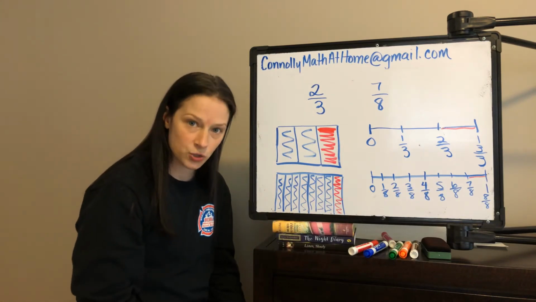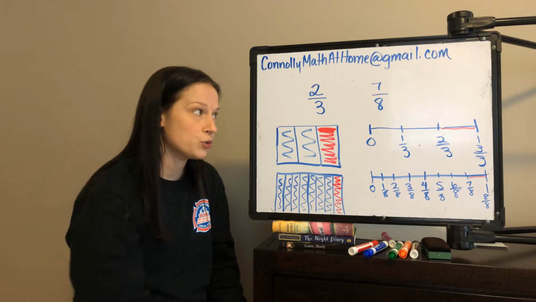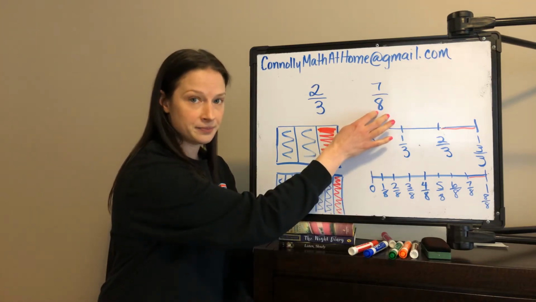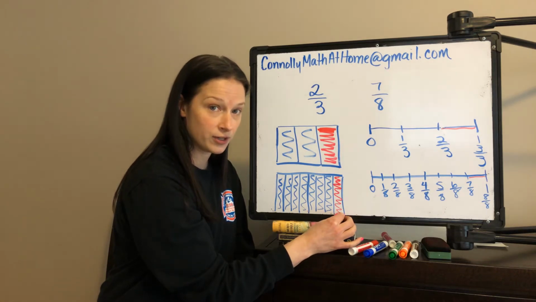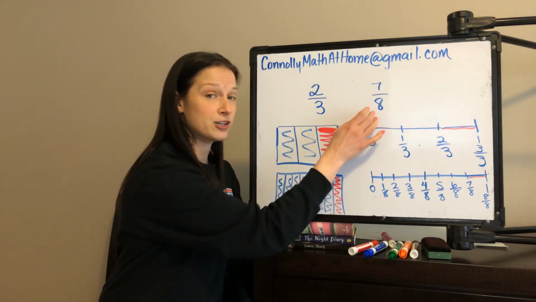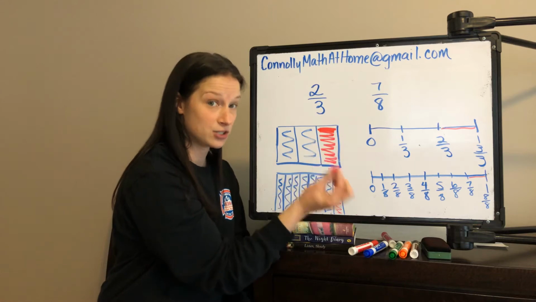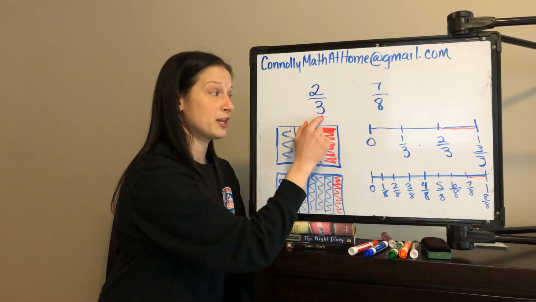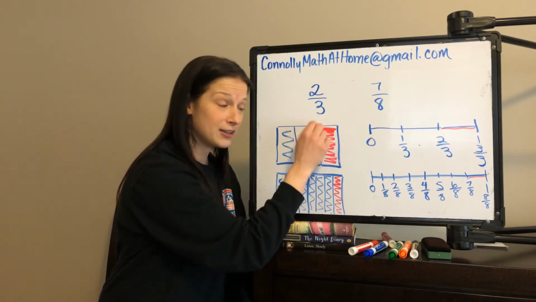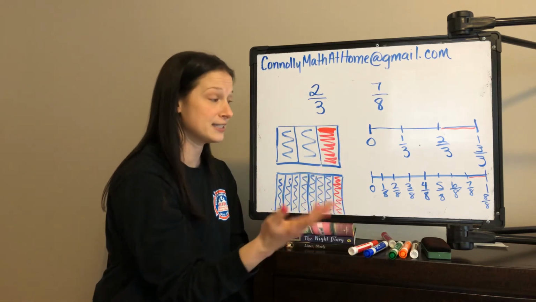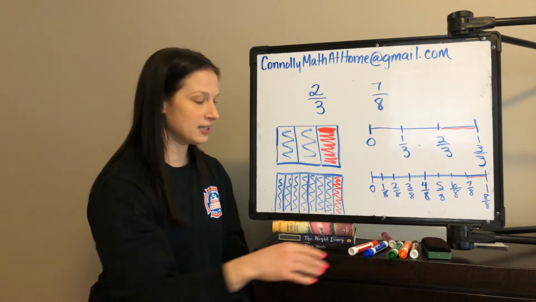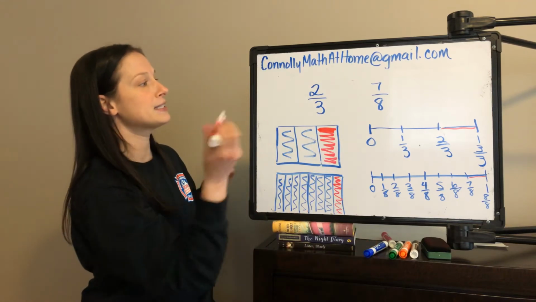Will this always be true? Will it always be true that when our denominator is greater, that we're going to have a smaller piece left over? Is it always true that when our denominator is greater, the pieces are smaller? Is it always true that when our denominator is smaller, the pieces are bigger? We're going to take a look at another one and see. But for now, I want us thinking about which one is greater.